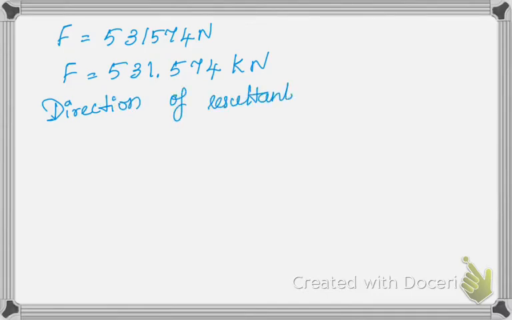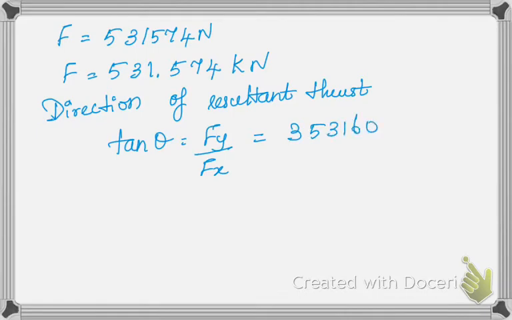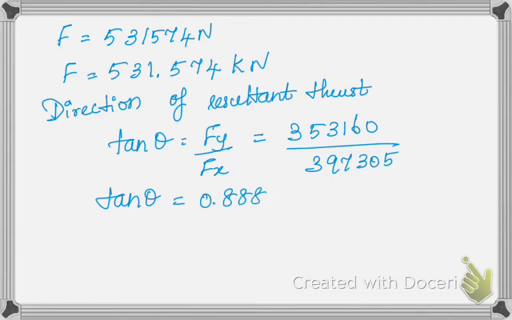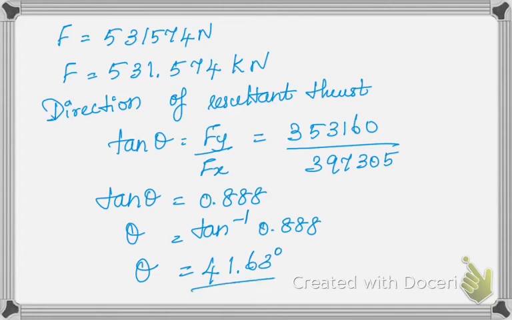So the direction of the resultant thrust is given by tan theta is equal to Fy by Fx. So this is the formula, which is equal to 353160 divided by 397305. So tan theta is equal to 0.888. Theta is equal to tan inverse of 0.888. So theta is going to be 41.63 degree. So this is my answer. Thank you. Happy learning.